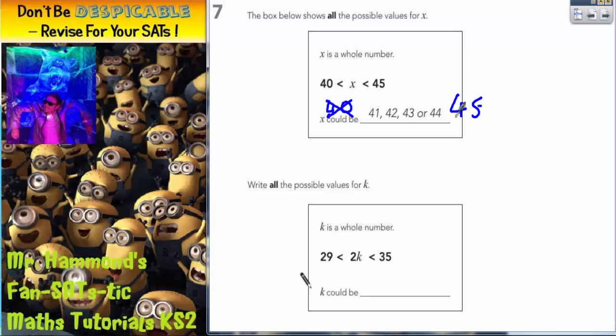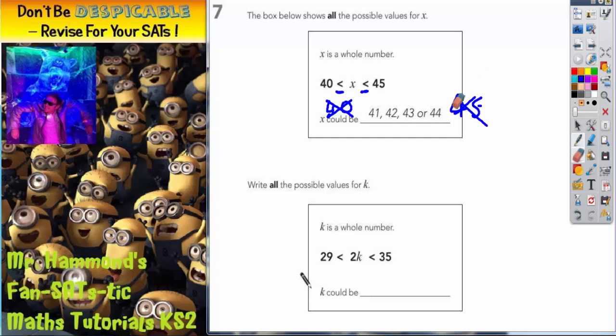They are not allowed. And that's because on our symbol, for 40 to be included, we would have to have a greater than or equal to symbol. And to make that into a greater than or equal to, we have a little line underneath it. 45 is not included because this is less than 45. For it to be less than or equal to 45, we would have to have a little line under the symbol. So it's really important to understand those symbols.